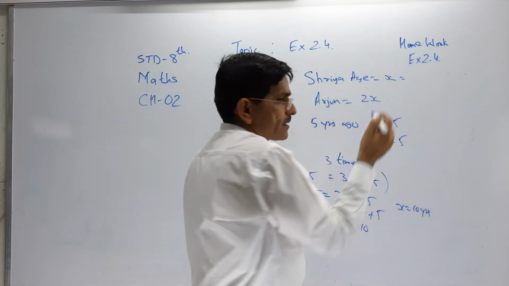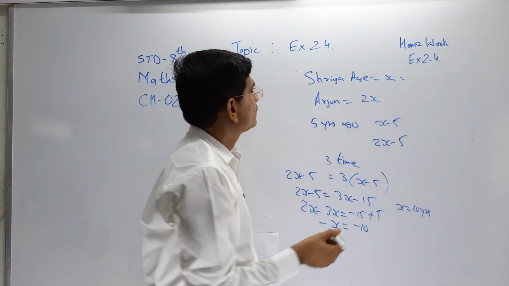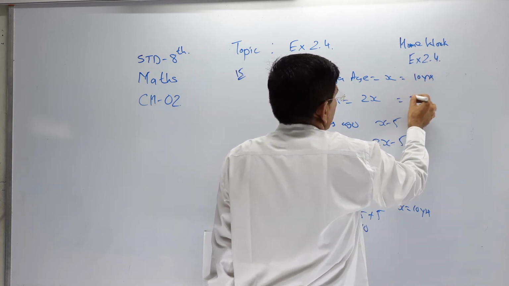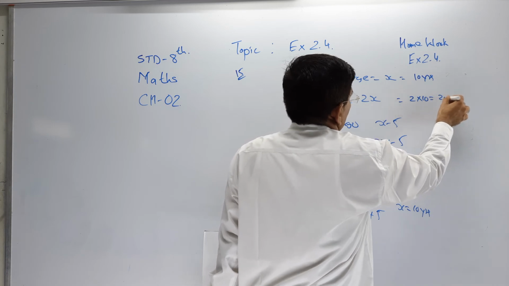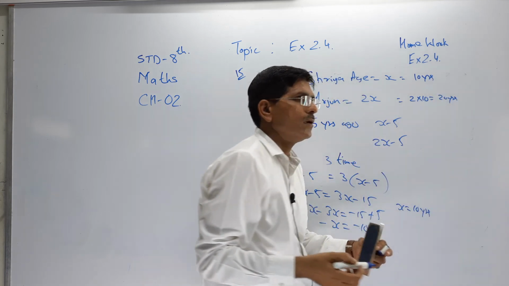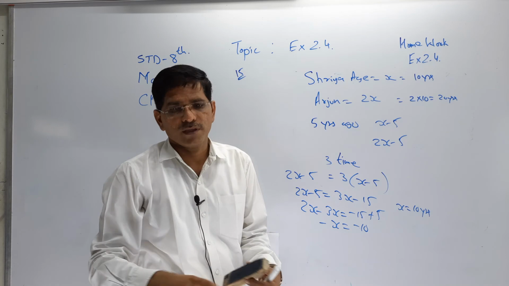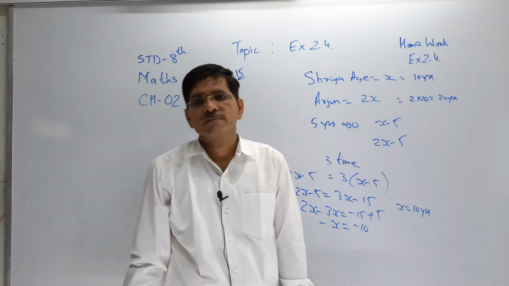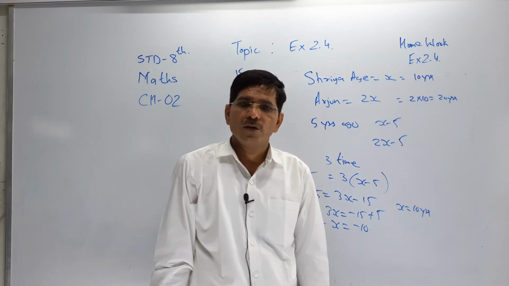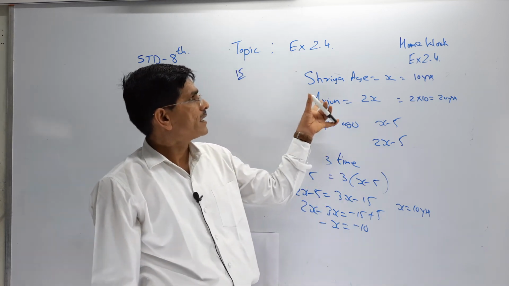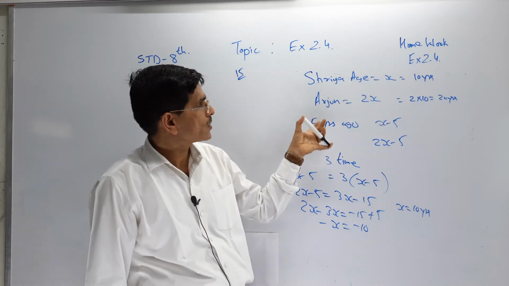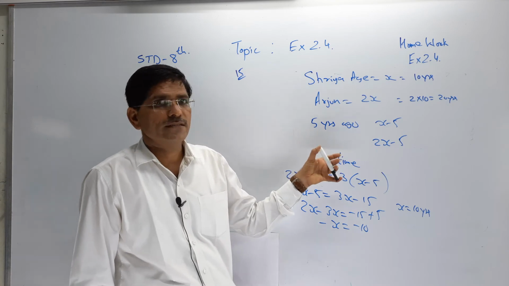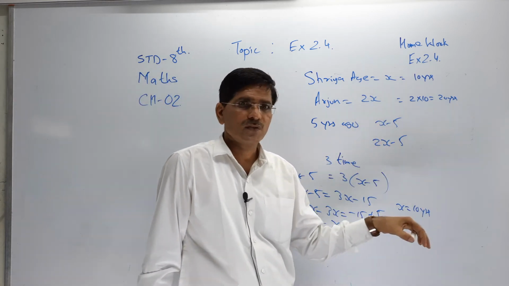Who is x? That is Shreya. Shreya is 10 years old. Then Arjun is 20 years old. So here the relation between the two students is given. Shreya's age is x, 10 years, Arjun's age is 2x, that is 20. 5 years ago the relation is x minus 5 and 2x minus 5.